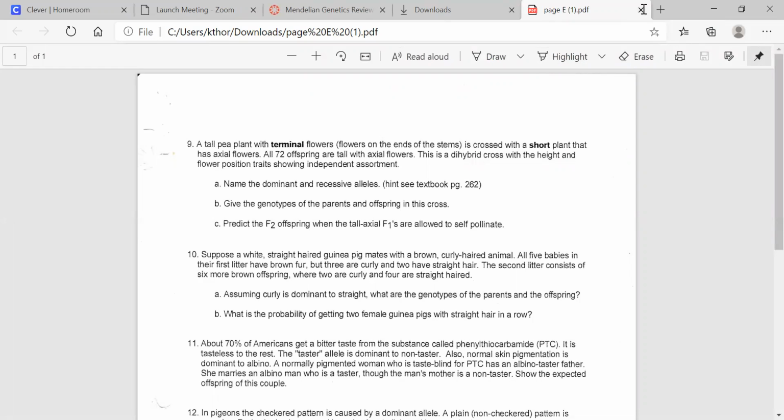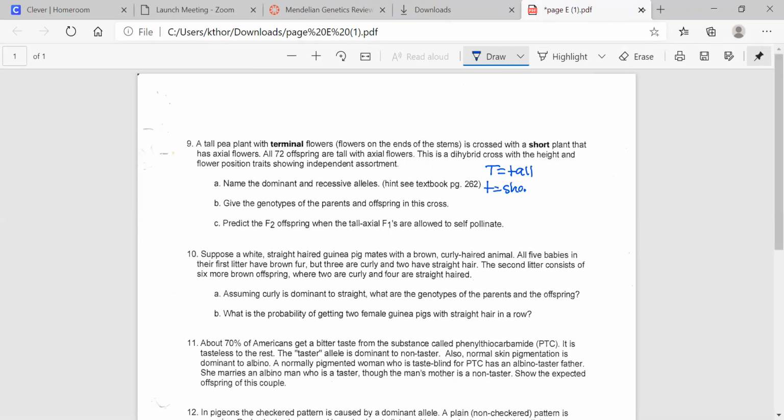A tall pea plant with terminal flowers is crossed with a short pea plant with axial flowers. All 72 offspring are tall with axial flowers. Okay, so we have tall, we have short, so let's say for the height, big T is tall, little t is short. Terminal flowers, let's have big F for terminal flowers and little f for axial flowers. Give the genotypes of the parents.